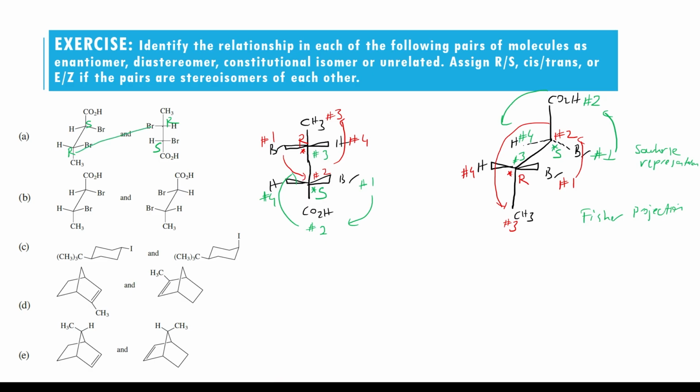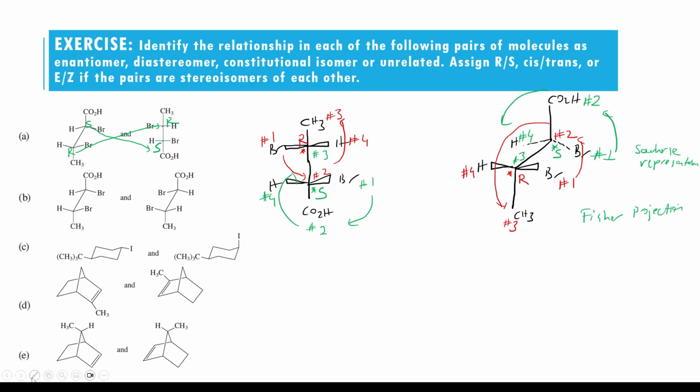Let's look here. Here R and here R, and S configuration is S configuration. So basically, the same carbons have the same configuration. For that reason, we are going to say that these two are identical. Let's write it here. They are identical.